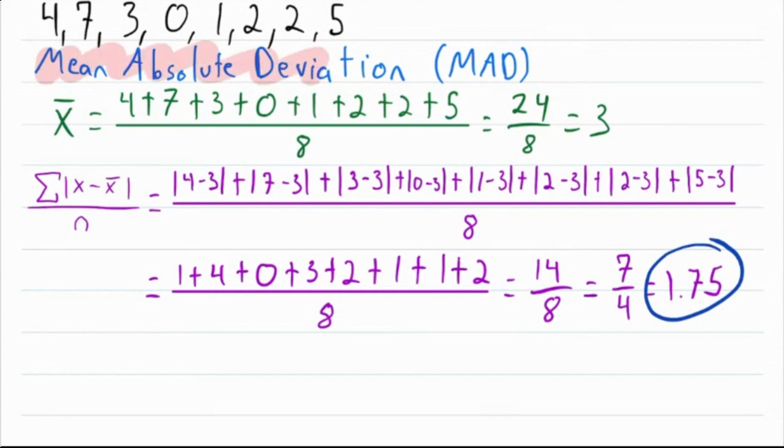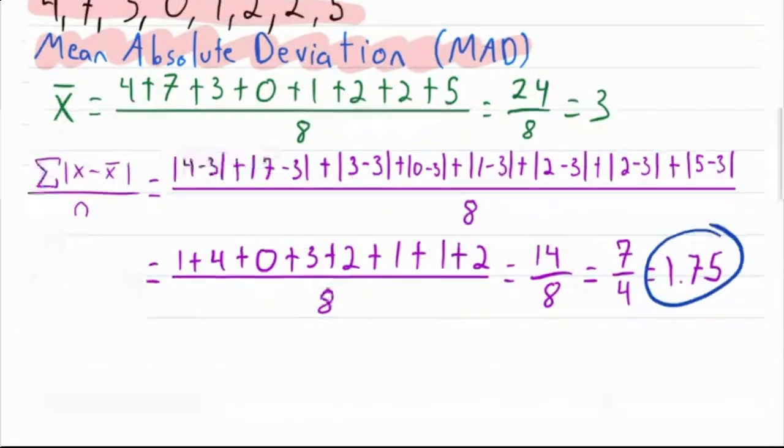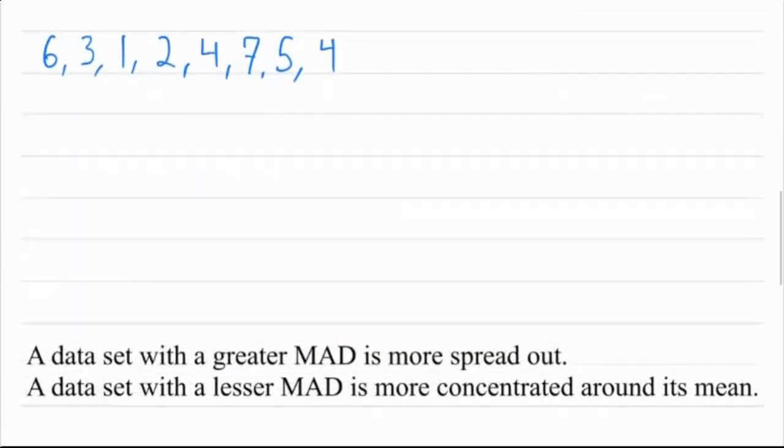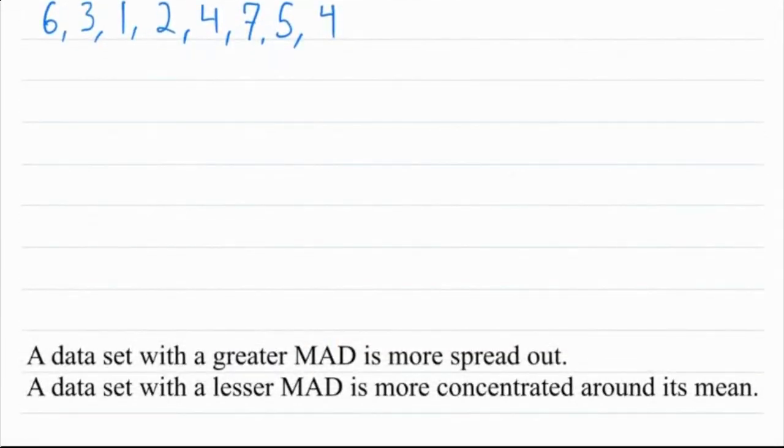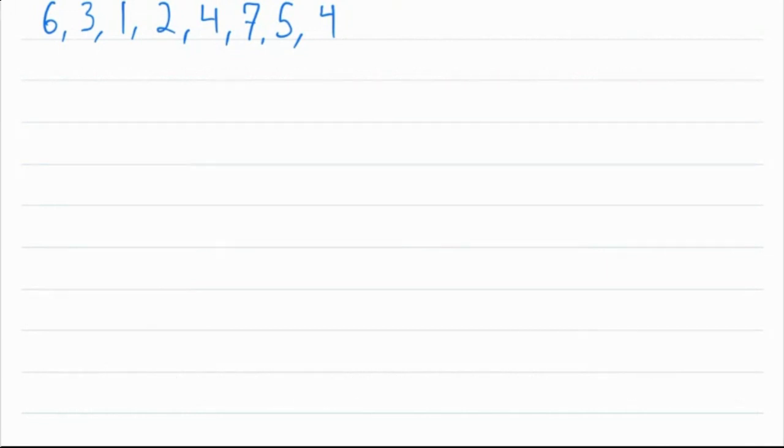Well, oftentimes we want to find the mean absolute deviation of a data set in order to compare it to the mean absolute deviation of another data set. Then by comparing the two mean absolute deviations, you can get a better idea of which one is relatively large and which one is relatively small. So here is another data set, and I encourage you to try to find the mean absolute deviation of this data set and then compare it to the mean absolute deviation of the other data set.